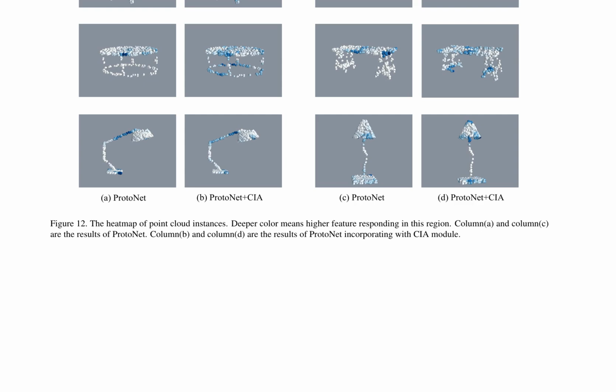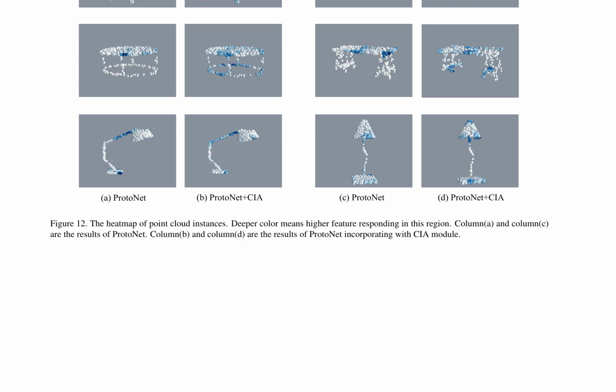Notably, the CIA module does not introduce significant additional computational overhead, as demonstrated by the minimal increase in FLOPs. The heatmap analysis also reveals that the ProtoNet plus CIA model exhibits more discriminative feature representations, attributed to the improved initialization scheme provided by the CIA module. The incorporation of the CIA module into ProtoNet leads to improved performance and more robust feature representations.